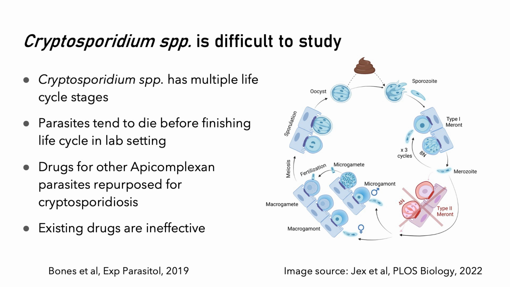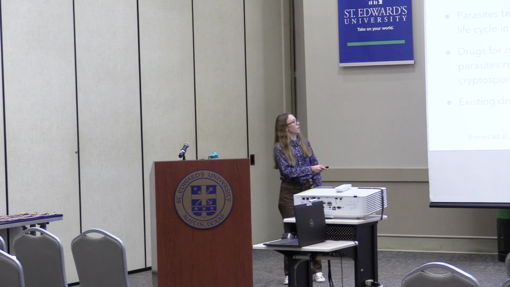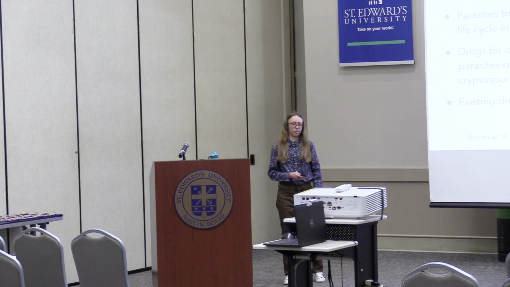And so this is just an overview of this parasite's life cycle. They get ingested, they go to the intestines, they hatch and feed there, and once they're done growing, they go into the reproductive stage, and then they make this oocyst and are excreted back out. With all these different life cycle stages, it's actually very hard to replicate this in the lab setting. For whatever reason, they tend to die off before they go through the full life cycle.